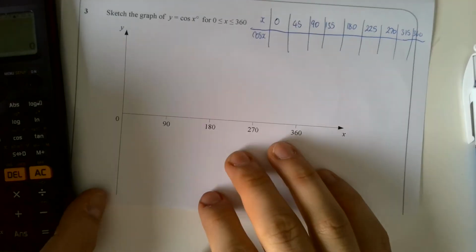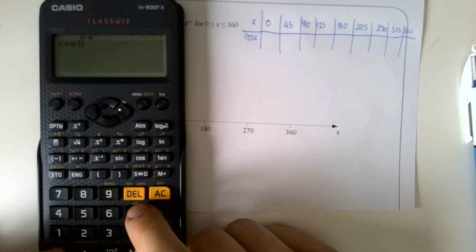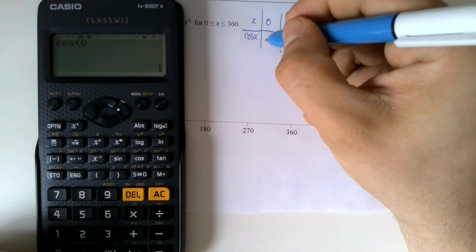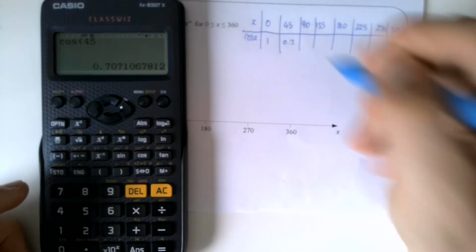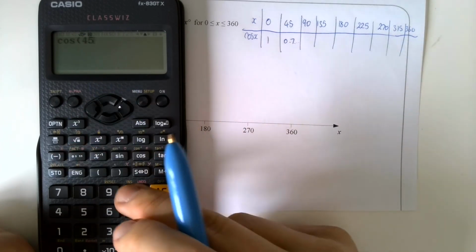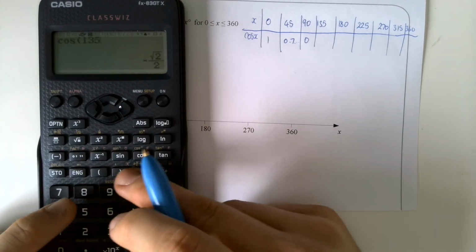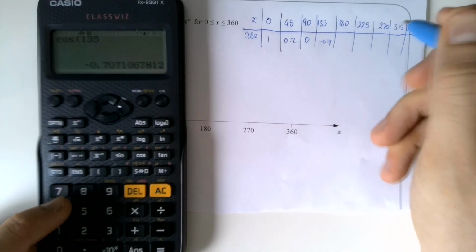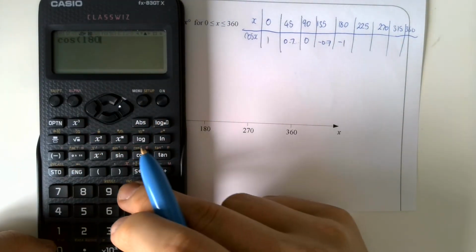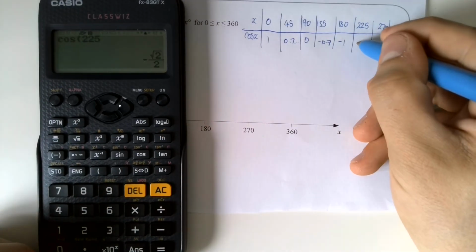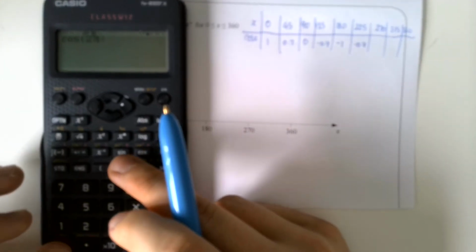So again, just use my calculator. I'm going to get cos of 0, which is 1. Cos of 45 is again that 0.7 number we saw before. Cos of 90 is 0. Cos of 135 is that minus 0.7 number. Cos of 180 is minus 1. Cos of 225 is minus 0.7. Again, that's symmetry emerging. Cos of 270 is 0.